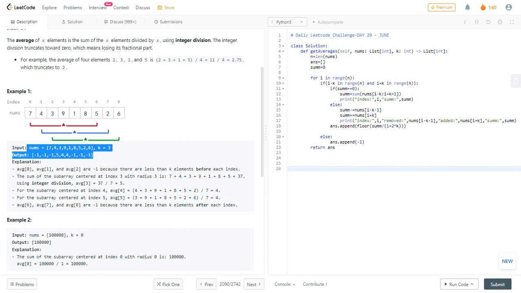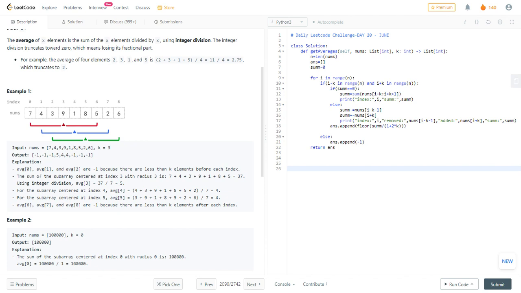I will again repeat. I am at a particular index i, let us say. If there are k elements to my left and k elements to my right, only then I should proceed for the calculation of sum and then the average. When I say average, it should be the floor of the answer. That's what we have to do.